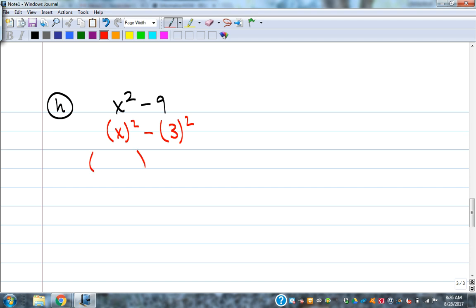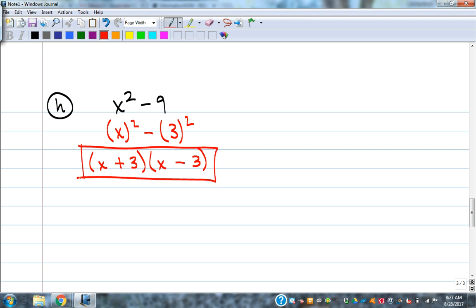And the factors for that are what? Does anybody remember? If you don't, one's a plus, one's a minus. Whatever is squared in the front, whatever is squared in the back. One's a plus, one's a minus. Doesn't matter which one you make a plus, which one you make a minus, or what order you put those in. One's a plus, one's a minus.